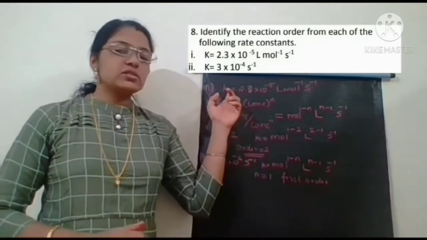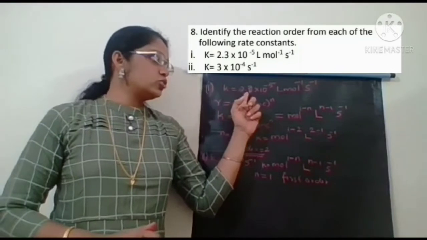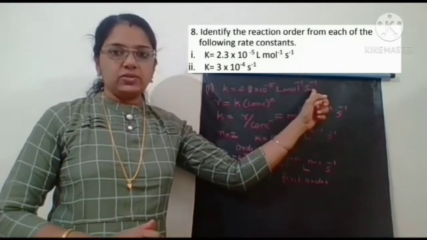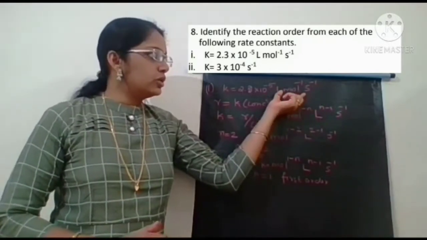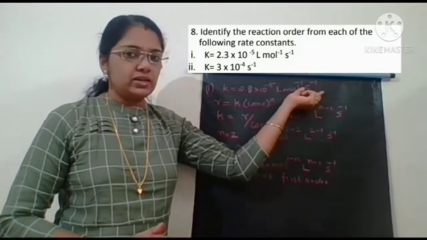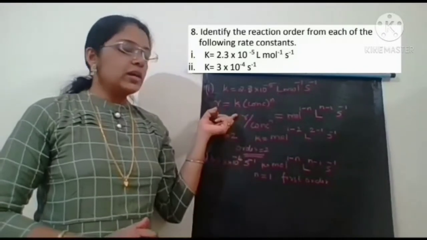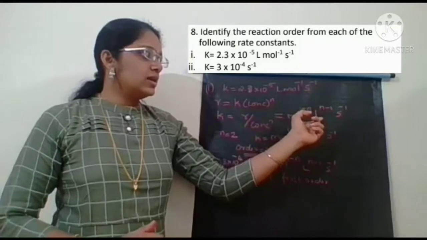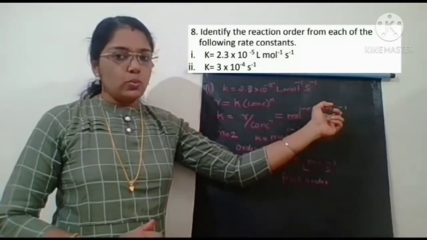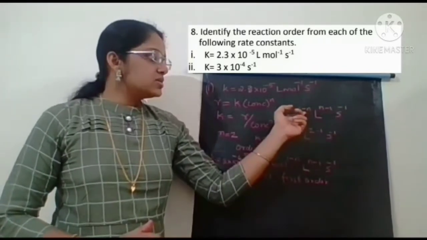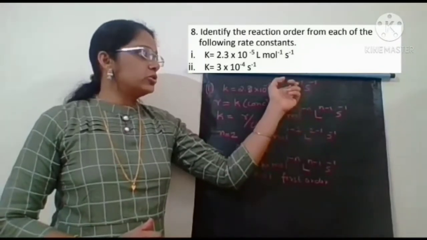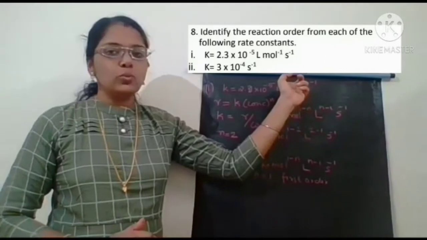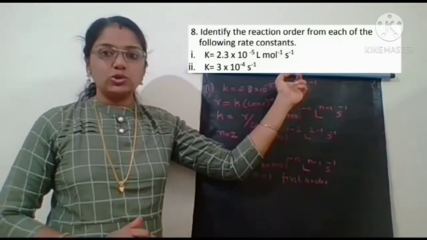So here in the first one, the rate constant is given as 2.3 into 10 raised to minus 5 liter mole inverse second inverse. So we have to find the unit here, that is liter mole inverse second inverse. For an nth order reaction, the unit of rate constant is mole raised to 1 minus n, liter raised to n minus 1, second raised to minus 1. So here 1 minus n is equal to, here mole raised to power is minus 1. So 1 minus n is equal to minus 1. So n is equal to 2.